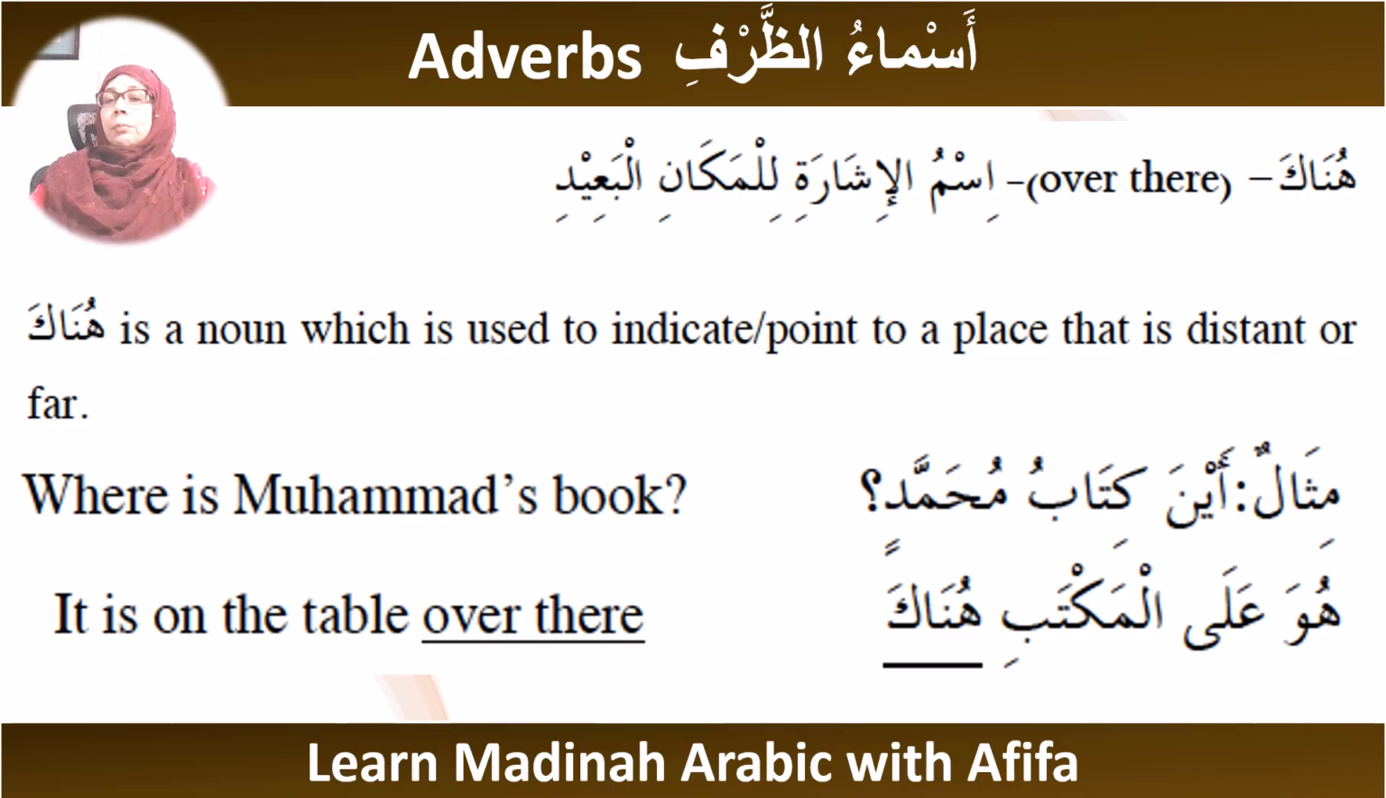Let's take an example for the adverb of place, hunaka, which means over there. In this sentence, Aina kitabu Muhammadin. It means where is Muhammad's book? We ask this question with Aina. And then the answer is Huwa alal maktabi hunaka. It means it is on the table over there. Hunaka, which is an adverb of place.